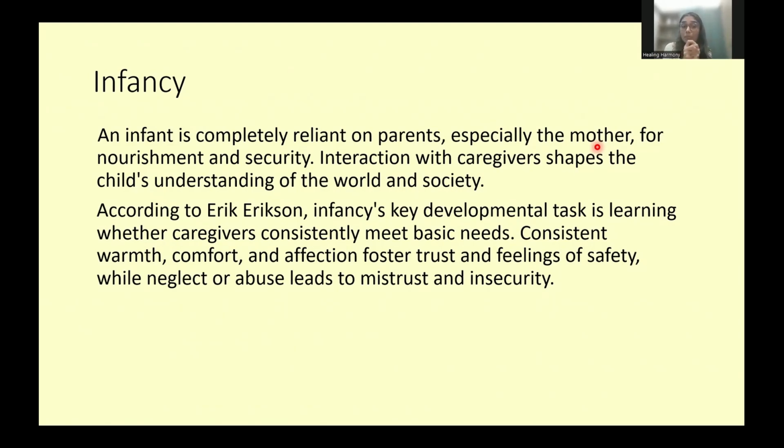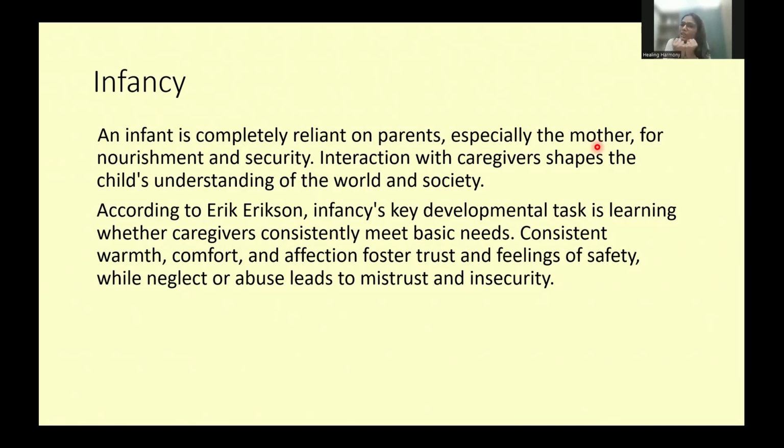It's a key developmental stage where the task is learning whether my caregivers, the people whom I'm dependent on, are taking care of me. Are they taking care of my basic needs? And if they give consistent warmth, comfort, affection, it fosters the feeling of safety. It fosters the feeling of trust. So if you see, the main issue in Natrum is trust. And the opposite in Muriaticum is mistrust. Trust and mistrust.